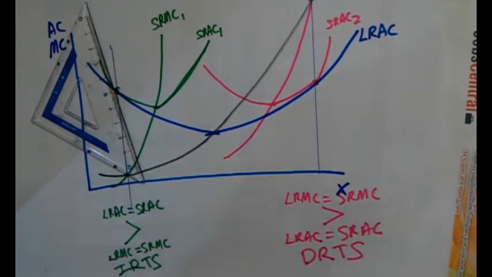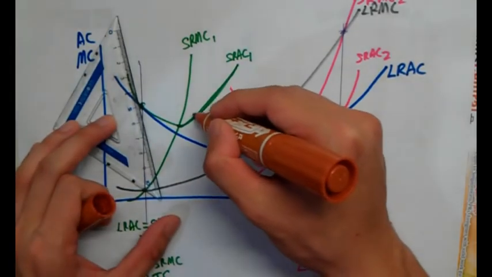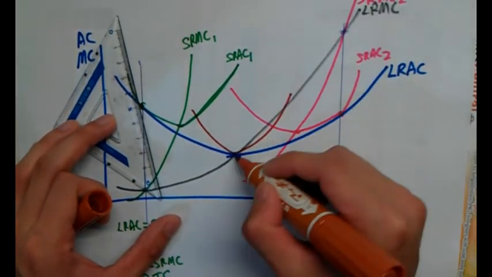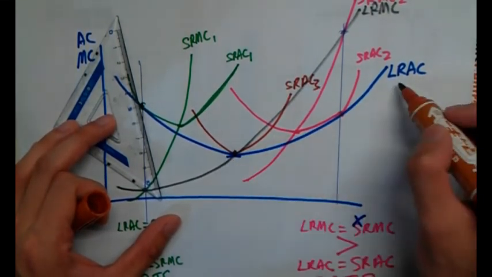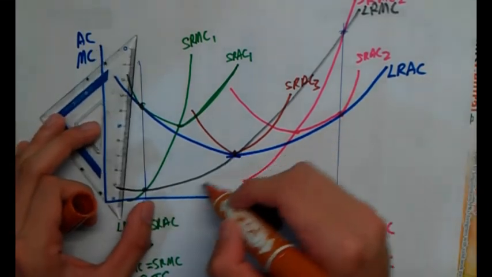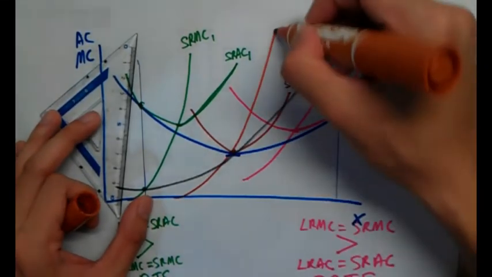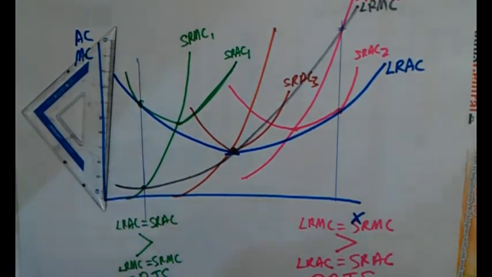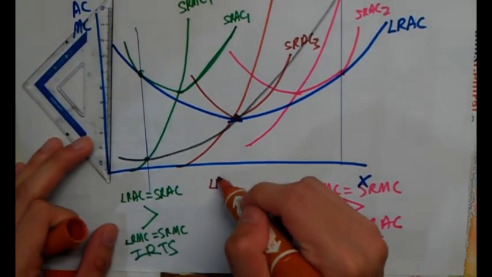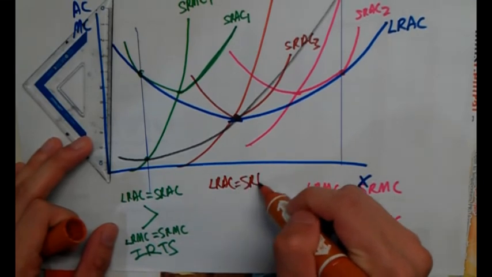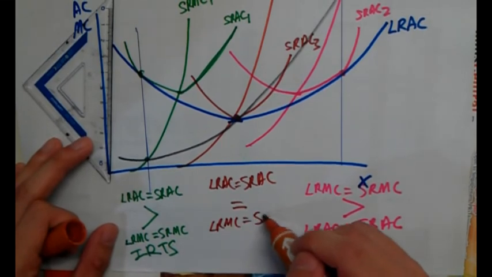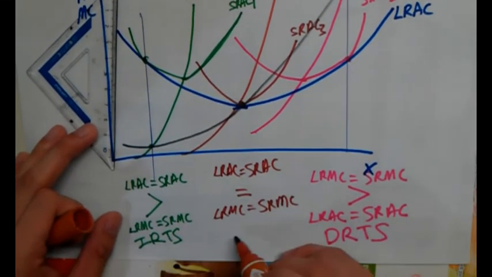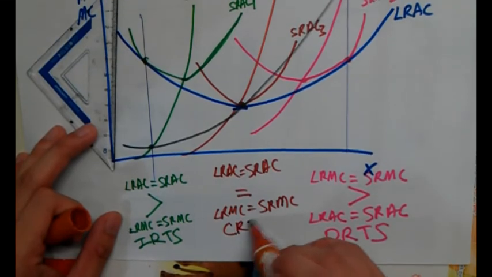There is one last possibility, which is in the middle over here. So the short-run average cost looks like this. The minimum point of my SRAC3 meets the minimum point of the LRAC. So what's going to happen is that my marginal cost is going to look like this. So everything intersects here. At this point, where my LRAC equals my SRAC, it is also equal to my LRMC equals my SRMC. And that is where we have constant returns to scale.